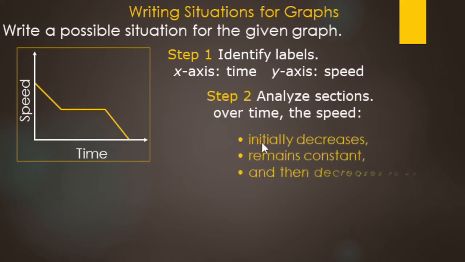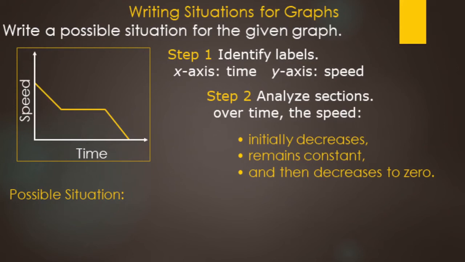So basically it's going to start by decreasing. So that's this section right here. Then it's going to remain constant, and then it's going to decrease down to 0. So now we're ready to write our scenario. If you're thinking like you're driving around, you can start looking at this spot right here, right? We start on the left and work our way to the right. So we're going to start here. So this person is slowing down.